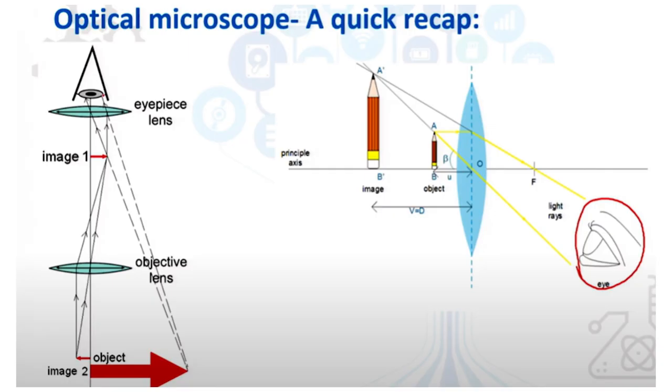Last week we first discussed the optical microscope. We discussed the anatomy of the optical microscope. There is one objective lens, then there is the eyepiece, and of course you have an object. This is the objective lens, and this is the object that is placed within the focal length, and you are observing through the eyepiece. Your eye is here, and then you are getting a larger image.